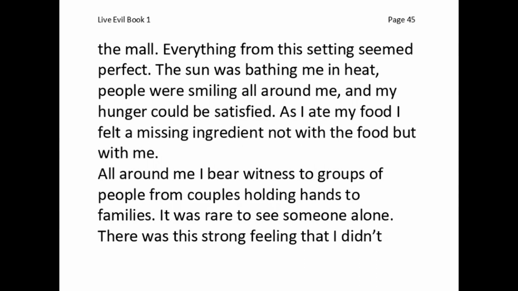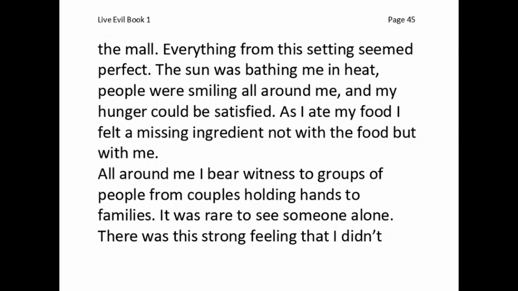Everything from this setting seemed perfect. The sun was bathing me in heat, people were smiling all around me, and my hunger could be satisfied. As I ate my food, I felt a missing ingredient, not with the food, but with me. All around me, I bore witness to groups of people, from couples holding hands to families. It was rare to see someone alone.